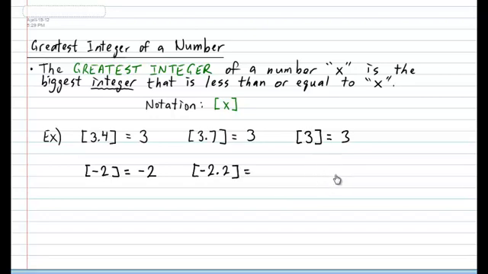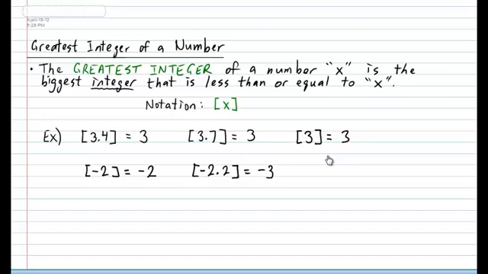Think hard about this one. What's the biggest whole number that comes closest to -2.2 without going over -2.2? Now, by instinct, you might think -2. But if you think about how negative numbers work, -2 is in fact bigger than -2.2. When you talk about negative numbers, the integer that comes closest to -2.2 without going over -2.2 is actually -3. So you've got to really know your negative numbers.